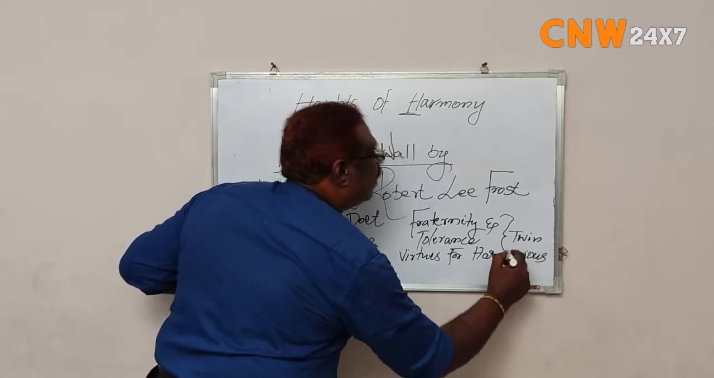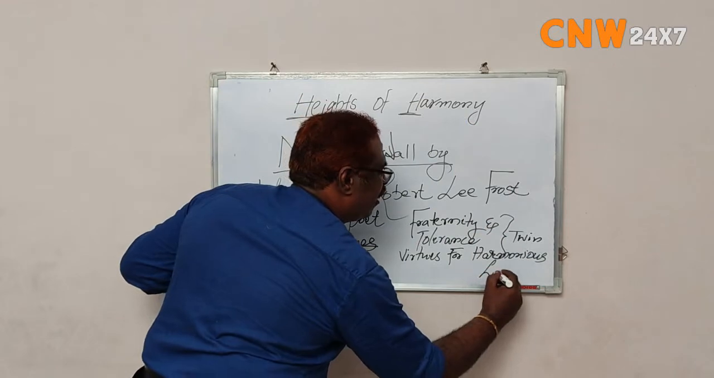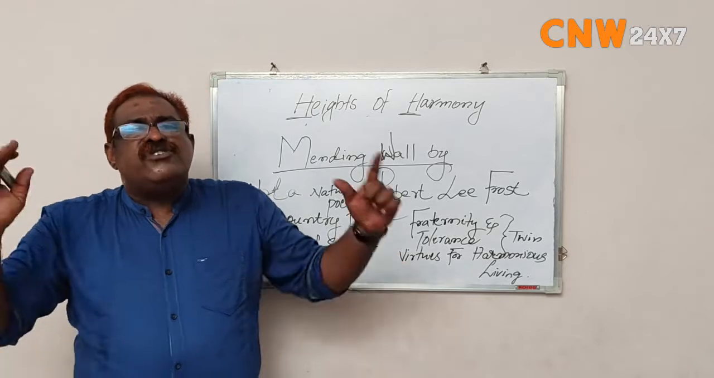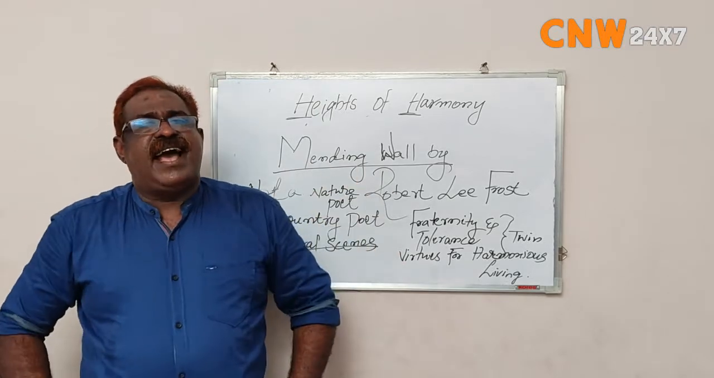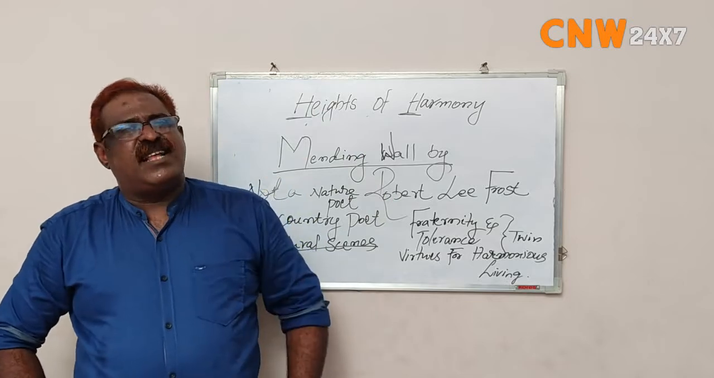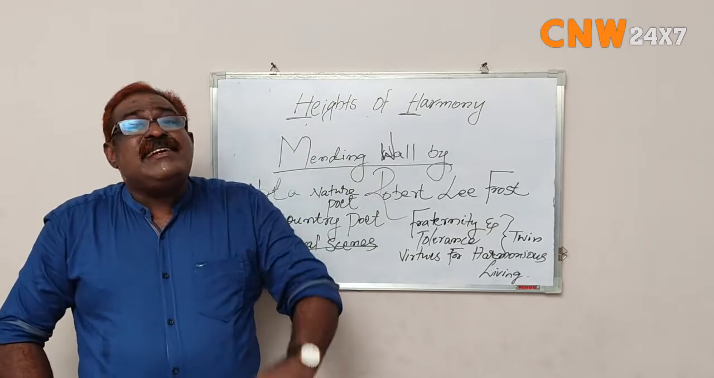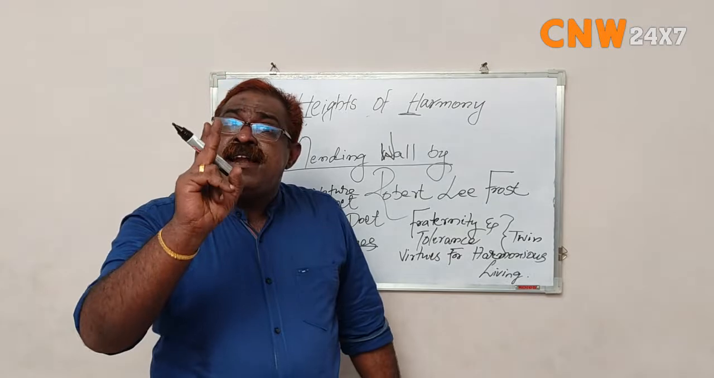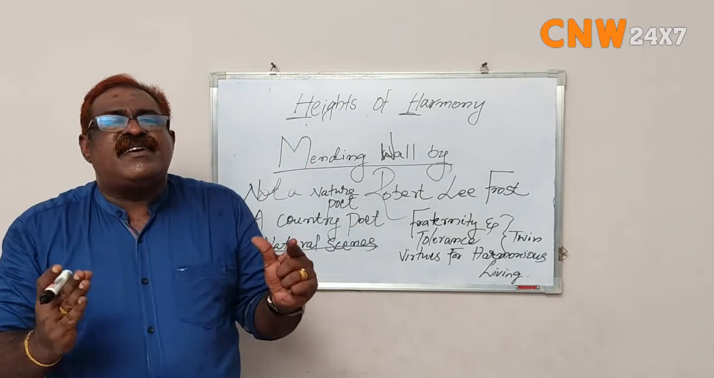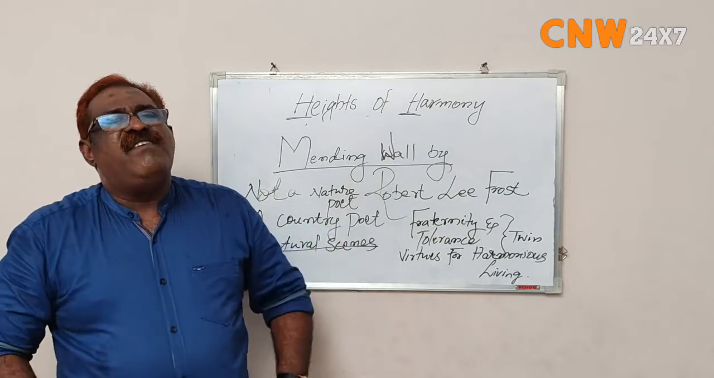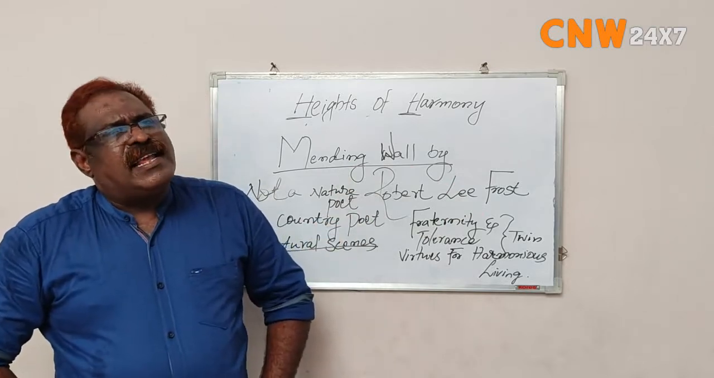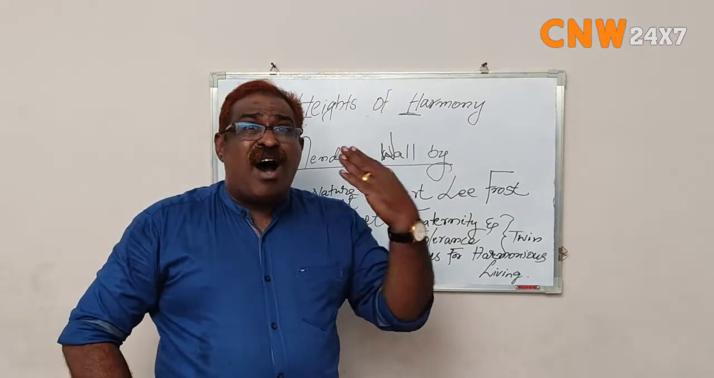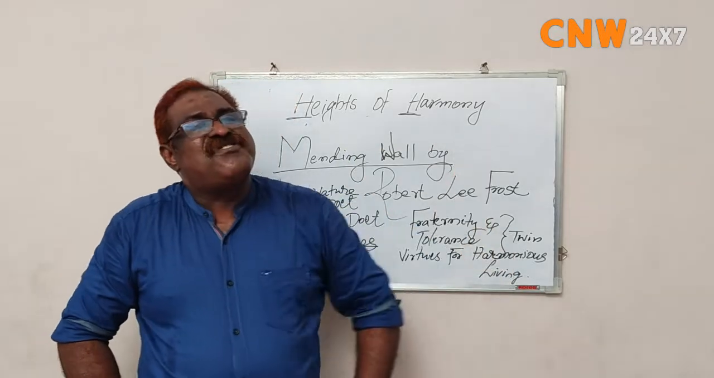For harmonious living, the poem begins with yet another great idea: the concept of fraternity and the quality of tolerance. These are the twin virtues needed to maintain harmonious living in the world. But let us see how fraternal and how tolerant we are.